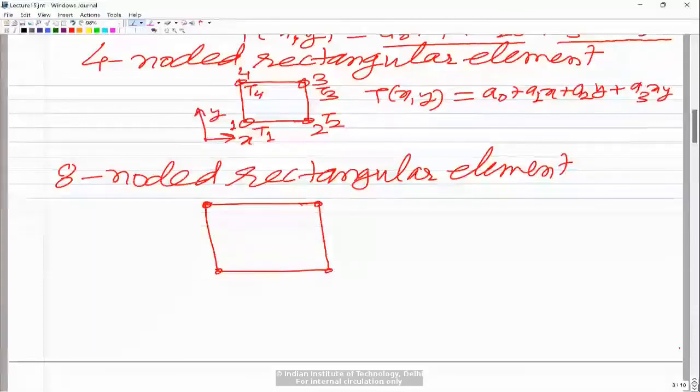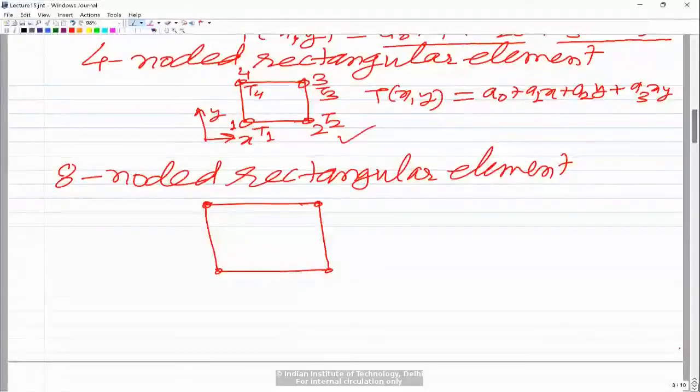If you go for the eight noded rectangular element, you can have more terms in the approximate solution. In terms of convergence rate, the six noded triangular element will give more accurate results, or faster convergence, compared to the four noded rectangular element, because the four noded rectangular element has only four terms, only up to x and y, whereas the six noded triangular element has x square and y square terms also. So the four noded would be inferior in convergence rate compared to the six noded triangular element.